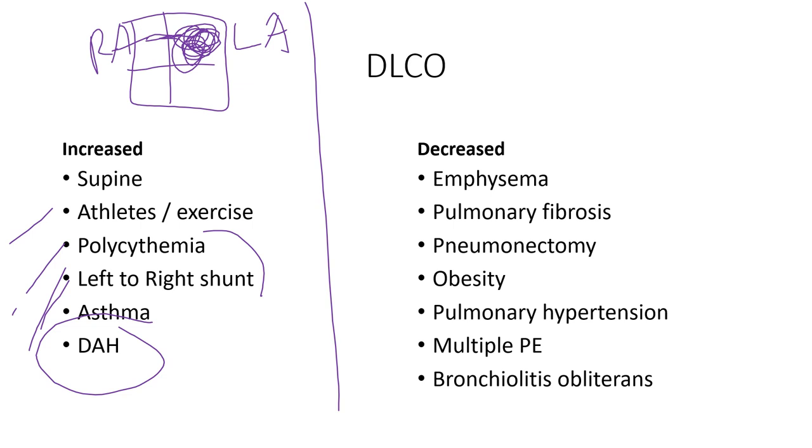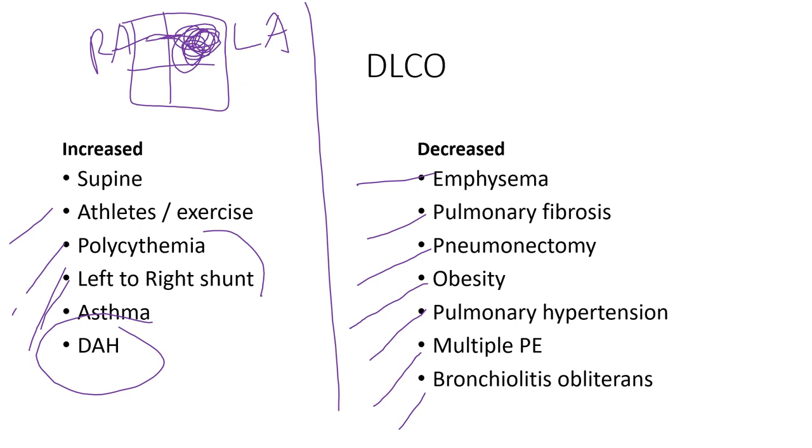What about decreased? Well, emphysema is going to be the big one on the list, especially if there are low flow rates and low DLCO. You're thinking emphysema. Pulmonary fibrosis, where there's a really thick AC membrane, or where we lose surface area, like a pneumonectomy, or with morbid obesity. Pulmonary hypertension, where you don't have a lot of vascular open space because we're vasoconstricted. So we're losing surface area of the vascularity. Multiple PEs, where we're losing the ability to flow blood through there. Or something like BOOP pneumonia, bronchiolitis obliterans organizing pneumonia.